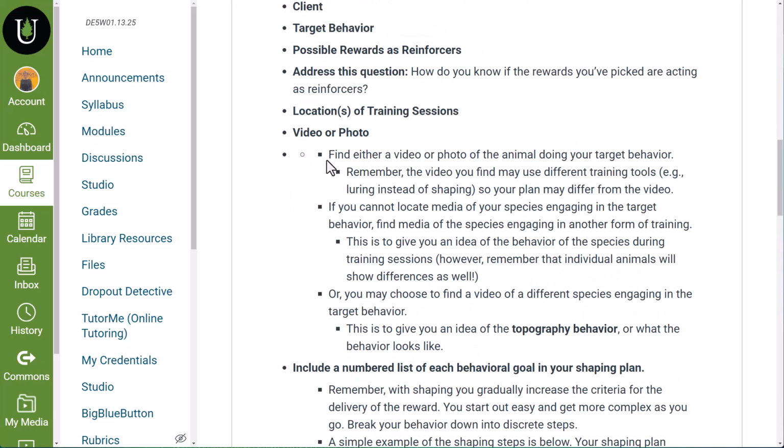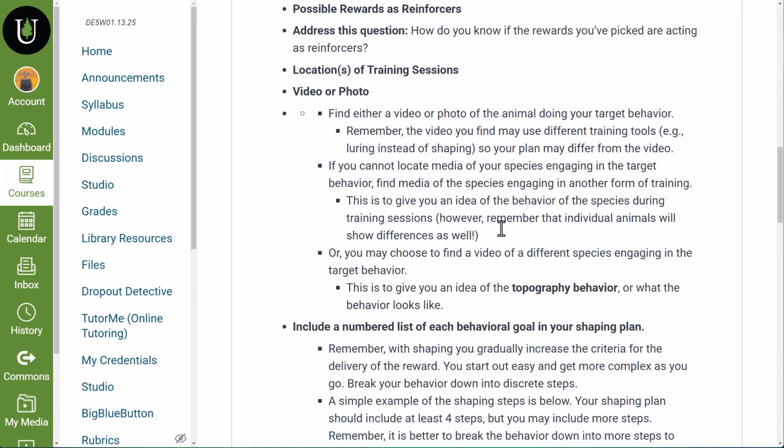And then you're going to find a video or a photo of the animal doing the target behavior. Now, if you can't find a video or photo of your organism doing this behavior, you have 2 different options. One is to find your species engaging in some other type of target behavior, or you can use the same type of behavior but a different species. You've got 2 choices there if you can't find your species doing it. Go ahead and stick with your species but another type of behavior, or same behavior, different species.